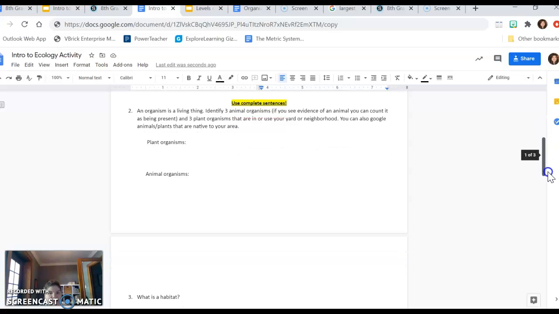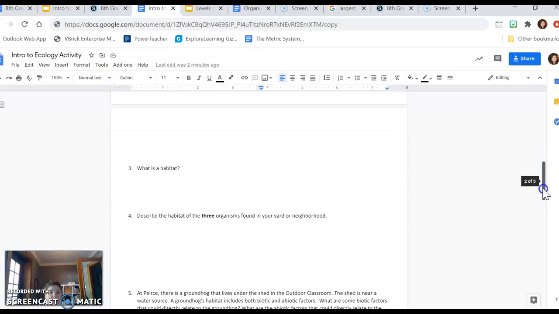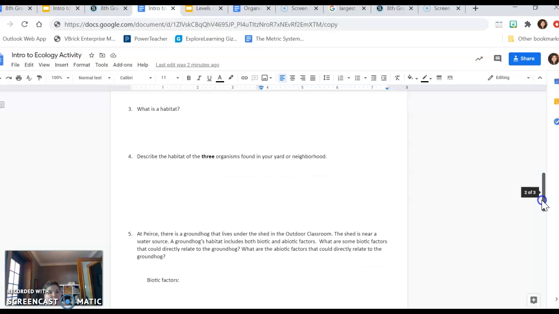You'll use complete sentences to list plant organisms and animal organisms within your yard or neighborhood. Describe what a habitat is. Describe the habitat of 3 organisms found in your yard. So this, what is a habitat, is an answer to a question that you'll be able to gain from the slides. Then you'll be able to go look outside and name 3 organisms that use your yard as a habitat.